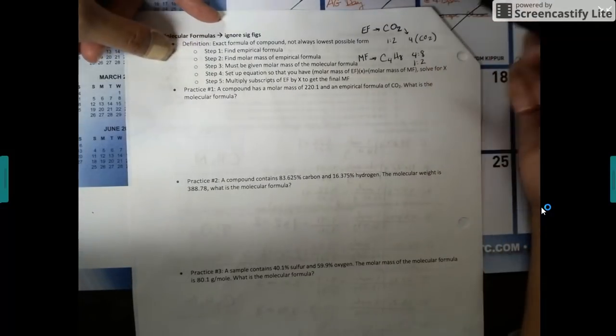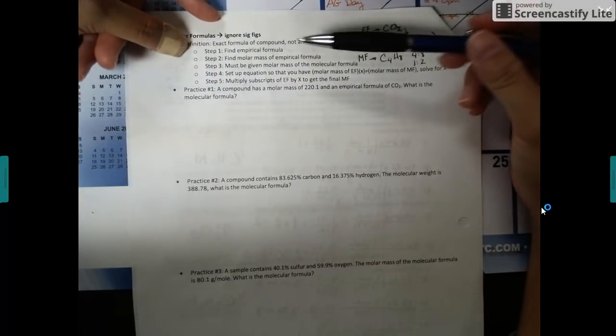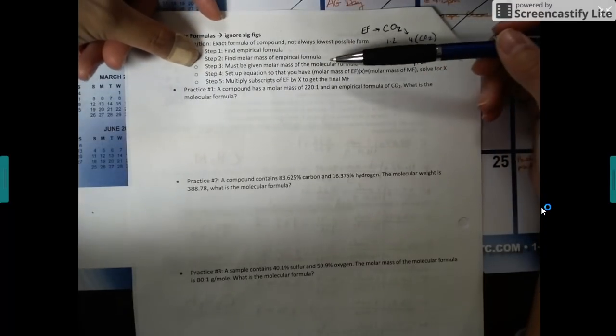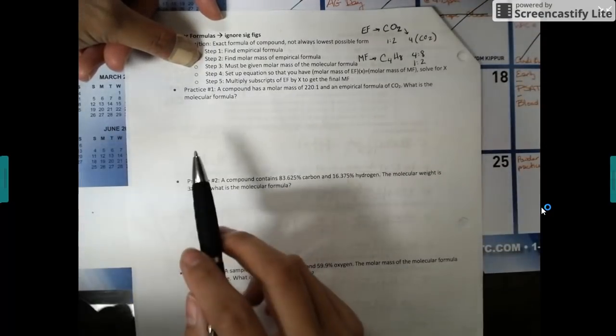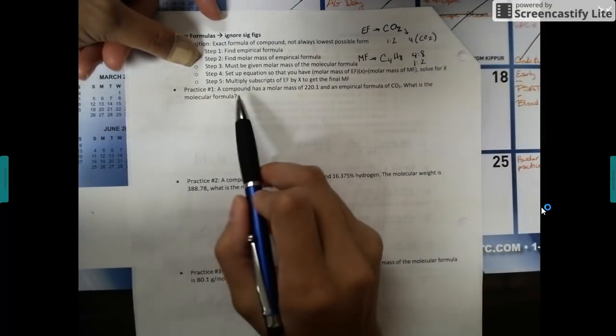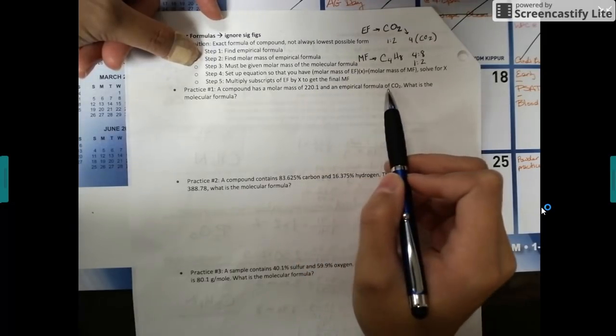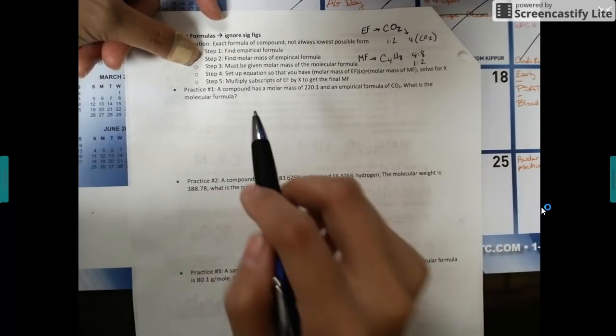All right, so the way that we find the molecular formula is we find the empirical formula. If it's already given to you, then you're fine. The next step is to find the molar mass of the empirical formula. So let's do practice number 1 and go through those steps. A compound has a molar mass of 220.1 and an empirical formula of CO2. What is the molecular formula?